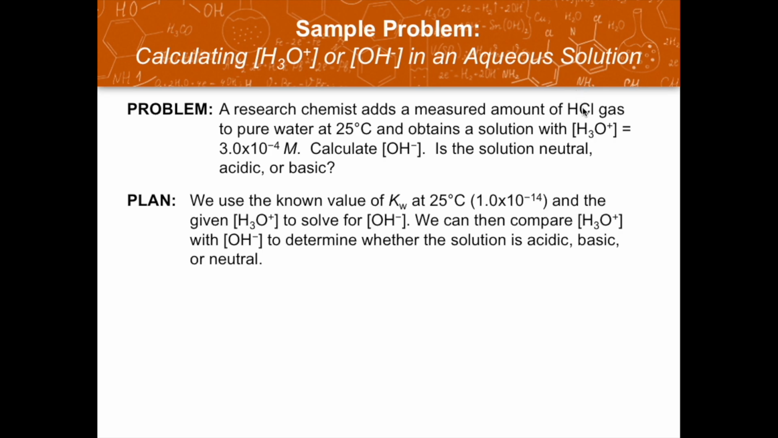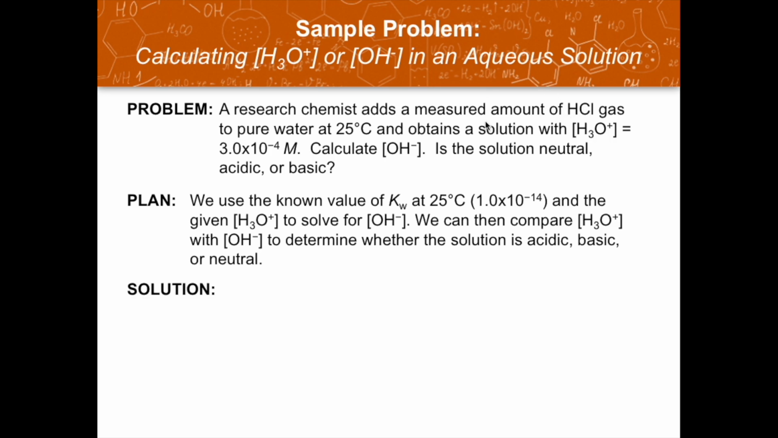We can use the known value of K sub W, or the ion product constant of water at 25 degrees Celsius, which is 1.0 times 10 raised to negative 14, and the given hydronium ion concentration to solve for the hydroxide ion concentration. We can then compare the hydronium ion concentration with the hydroxide ion concentration to determine whether the solution is acidic, basic, or neutral.